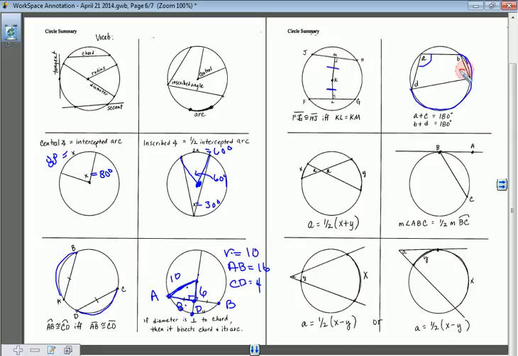Okay, angle C is this angle right here, isn't it? And it intercepts that arc, doesn't it? Well, together that's the whole circle, isn't it? And isn't an inscribed angle half? So what's half of 360? 180. So when we put them together, it has to be 180.